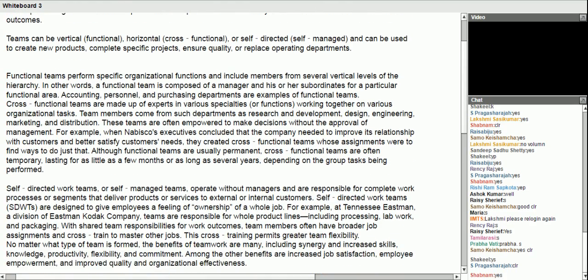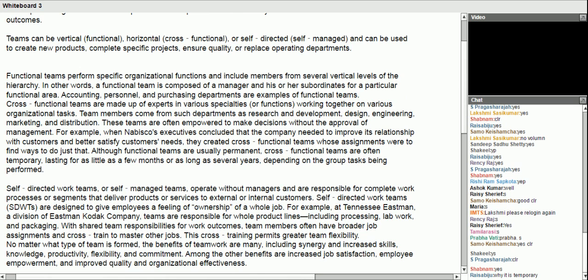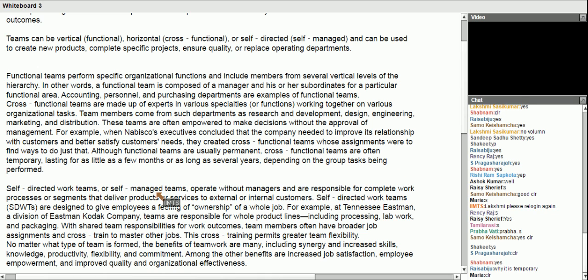Now, self-directed work teams or self-managed teams, this I have already taught you, operate without managers and are responsible for a complete work process or segments that deliver products or services to external or internal customers. Self-directed work teams, SDWTs, are designed to give employees a feeling of ownership of a whole job. For example, Tennessee Eastman, a division of Eastman Company. The teams are responsible for whole product lines, including processing, lab work, and packing. With shared team responsibilities for work outcomes, team members often have broader job assignments and cross-train to master other jobs. This cross-training permits greater team flexibility.